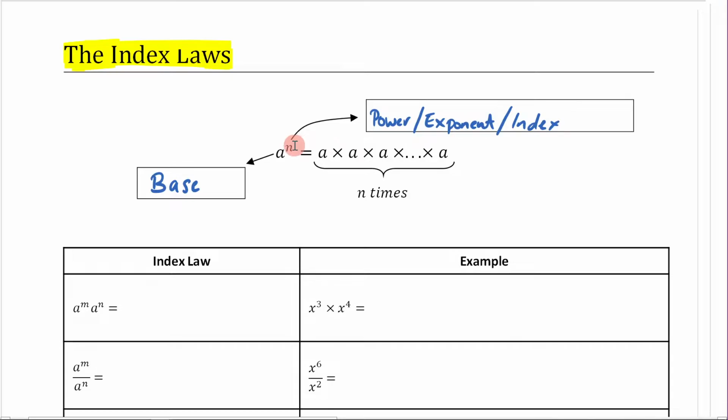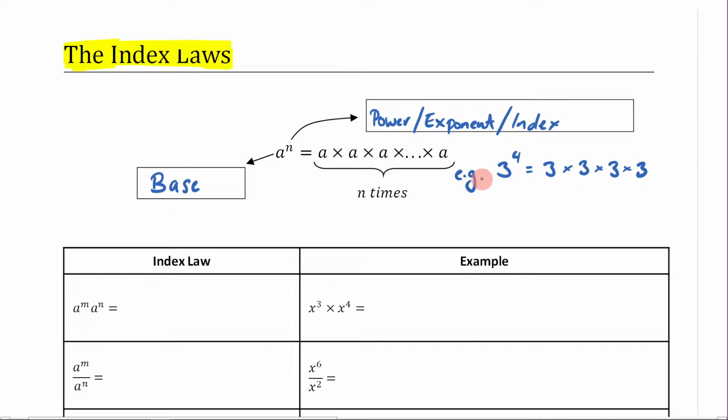And what does it do? Well, it tells you how many times to multiply the base by itself. So if we think about a really simple example, if I gave you 3 to the power of 4, what that means is take 3 and times it by itself 4 times. That's what it means.